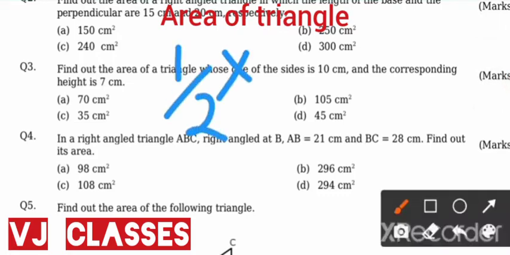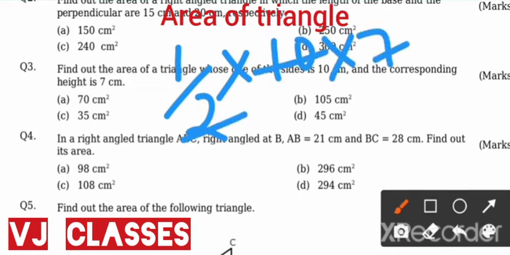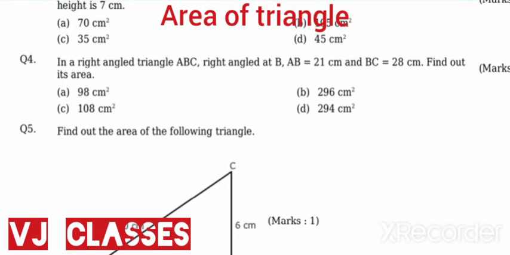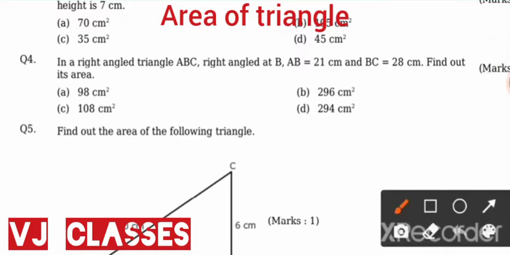Half base is what? 10, and height is 7. So by 2 you cut 10, you will get 5, and 7 5 is the 35. 35 is the answer of question number 3. Question number 4, you can check in a right angle triangle. See, whenever right angle triangle is there, the height is already there as a perpendicular height.